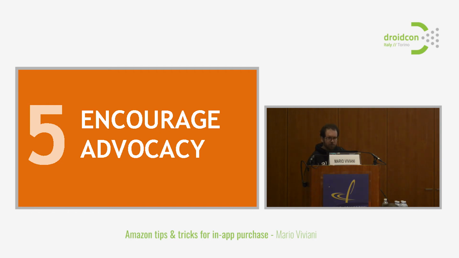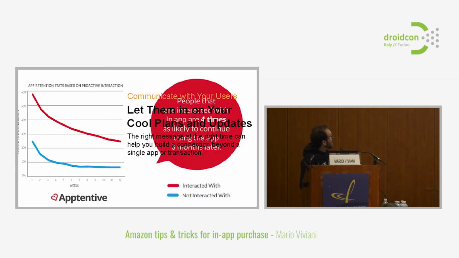People that are interacted with through the app are 4 times as likely to continue using the app 3 months after. You can do this through notifications. You can do this through messages that come up inside the app itself. It's important that you continue to communicate with your users, that you tell them what's new, that you tell them what is special for them, what is exclusive just for them. 4 times as likely to continue using the app 3 months later. Keep in mind what we just saw around the total lifetime value of your users.